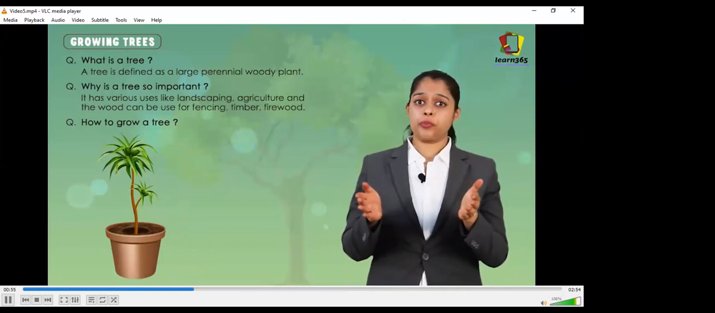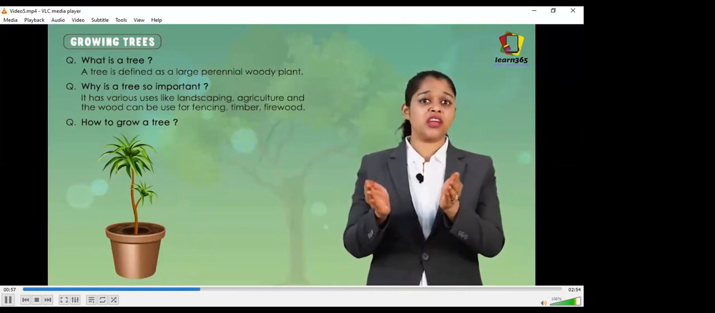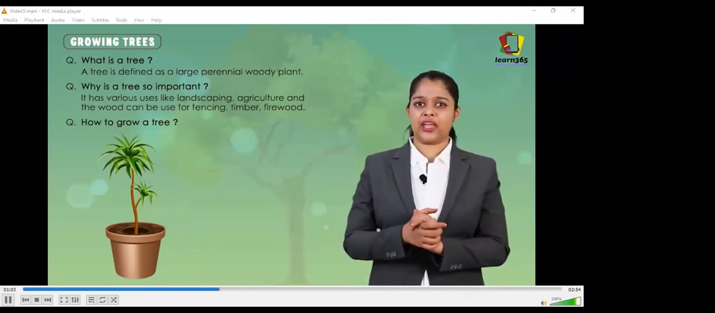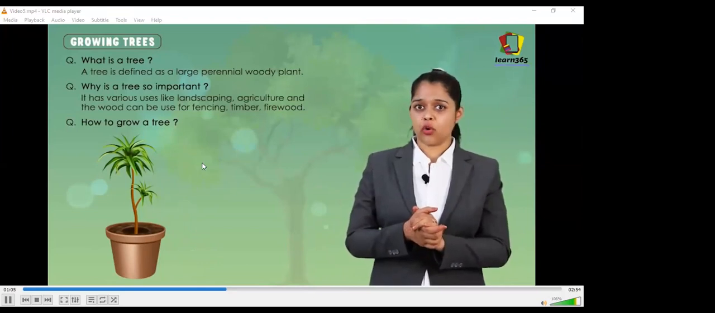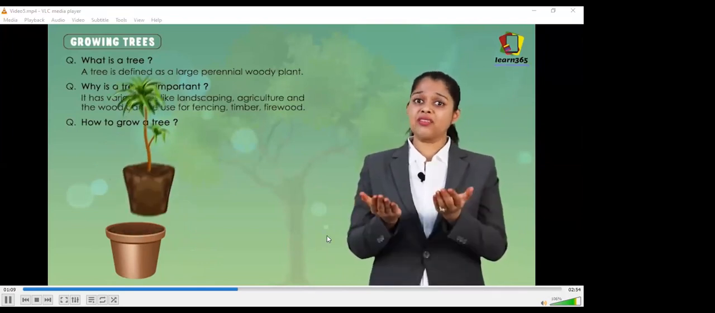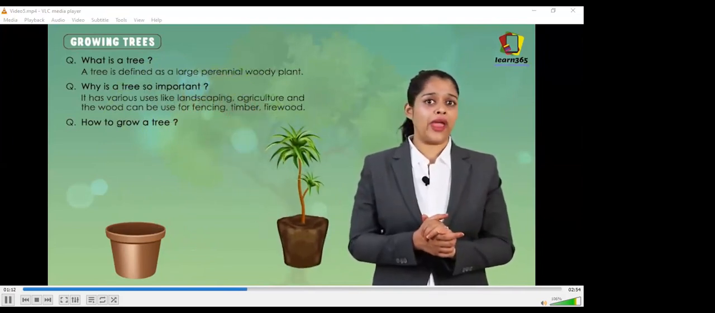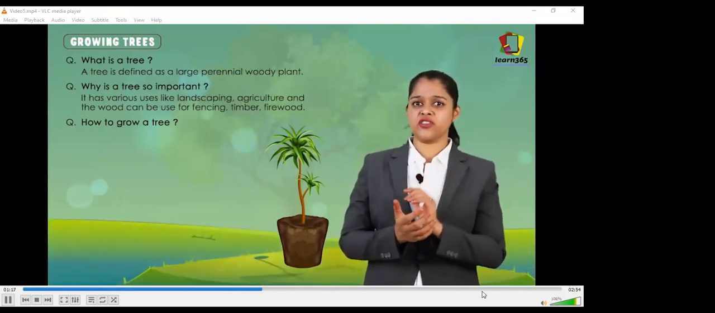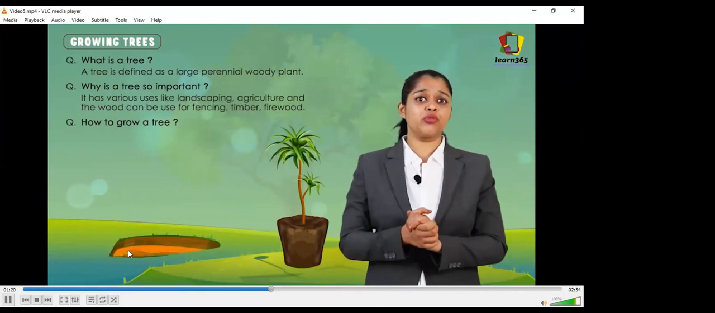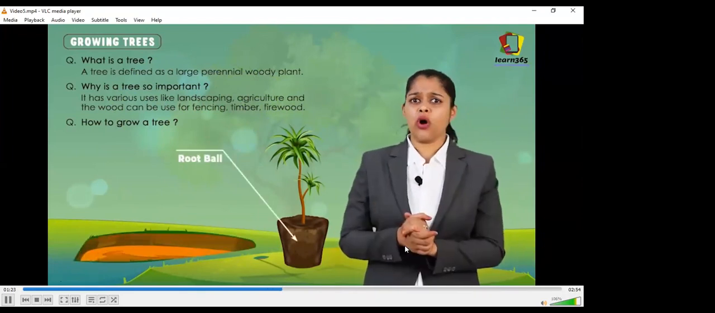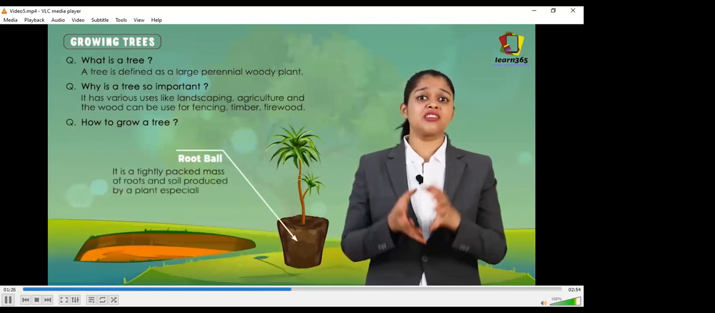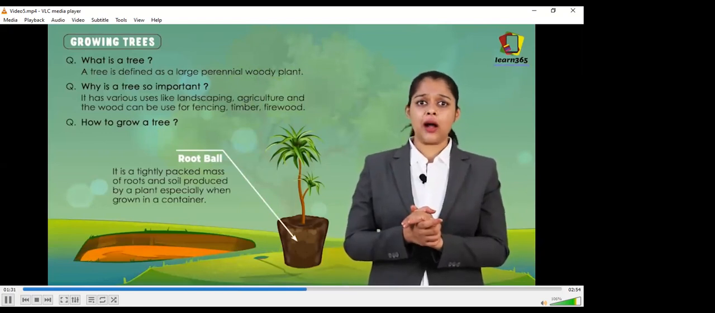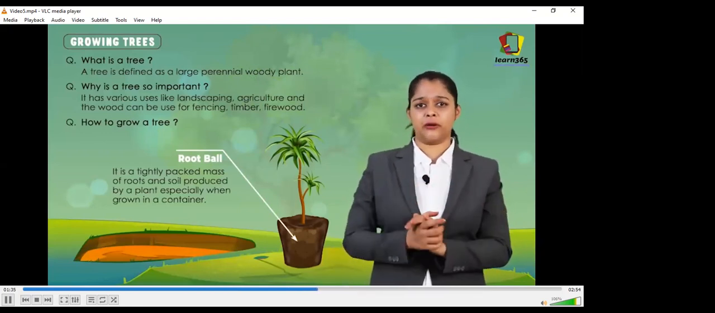Now this seedling is prepared where? It's prepared in a tiny pot in our houses. The seedling requires a lot of care. Once they start growing and start showing some leaves, we pick them up and take them to the site where we need to grow the tree. We dig a hole as the first step, and the hole is to be 3 times bigger than the root ball. Now what is the root ball? Well, it is a tightly packed mass of the root and the soil which generally comes when we grow the plant in a small container.